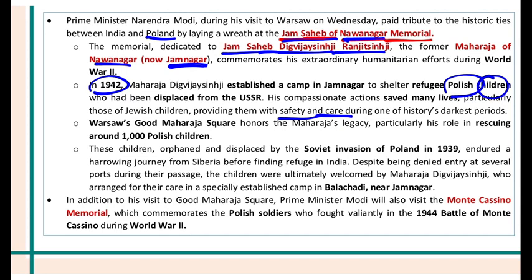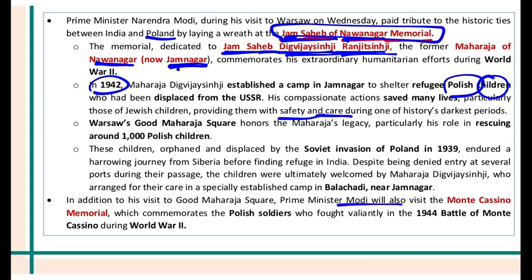So at that time Poland refugees came to India, and the Maharaja of Jamnagar, or Navanagar at that time, Jam Sahib Digvijay Singh Ji Ranjit Singh Ji, helped them. And in Poland we even have a memorial after the great gesture of Jam Sahib Digvijay Singh Ji Ranjit Singh Ji, right? So this was a great gesture by him.